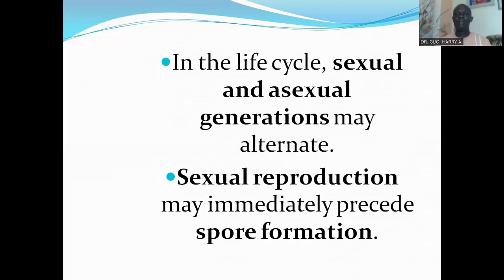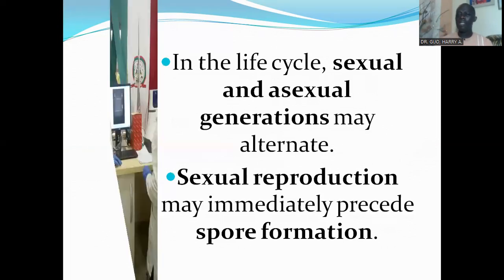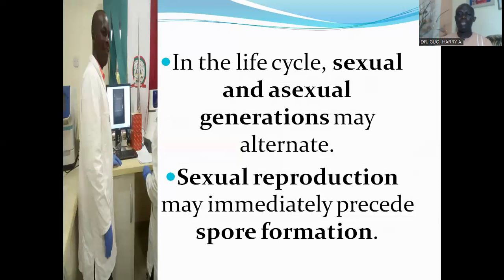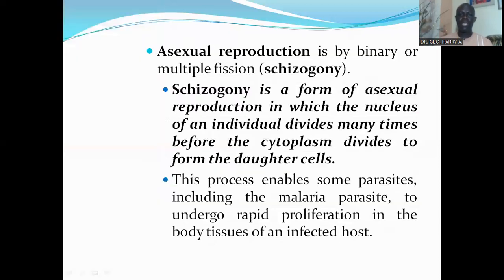In the life cycle, sexual and asexual generations may alternate. Sexual reproduction may immediately precede spore formation. Asexual reproduction among the Apicomplexa is by binary or multiple fission. The multiple fission is called schizogony.